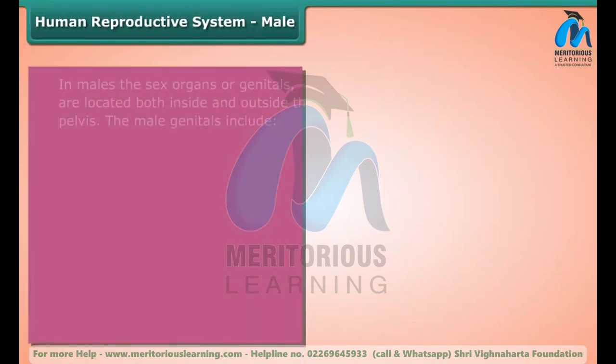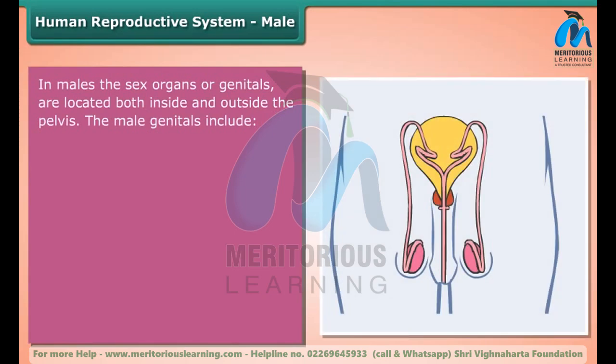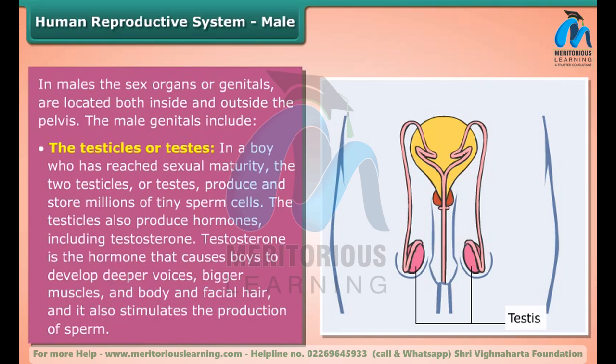Male. In males, the sex organs or genitals are located both inside and outside the pelvis. The male genitals include the testicles or testes. In a boy who has reached sexual maturity, the two testicles or testes produce and store millions of tiny sperm cells. The testicles also produce hormones, including testosterone. Testosterone is the hormone that causes boys to develop deeper voices, bigger muscles, and body and facial hair, and it also stimulates the production of sperm.